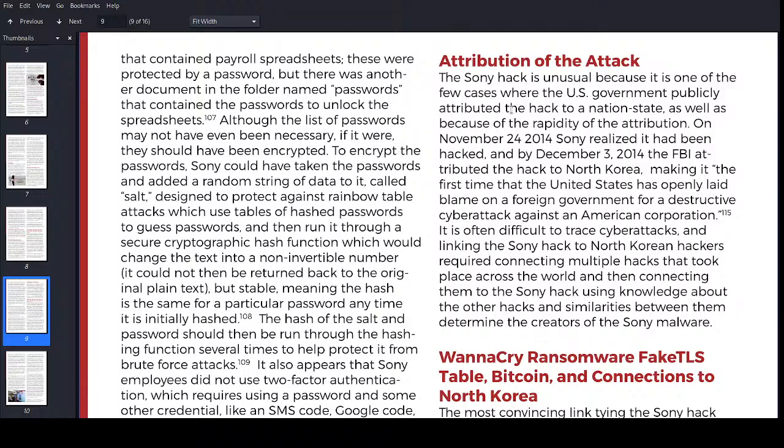It is often difficult to trace cyber attacks, and linking the Sony hack to North Korean hackers required connecting multiple hacks that took place across the world and then connecting them to the Sony hack using knowledge about the other hacks and similarities between them. Determine the creators of the Sony malware.